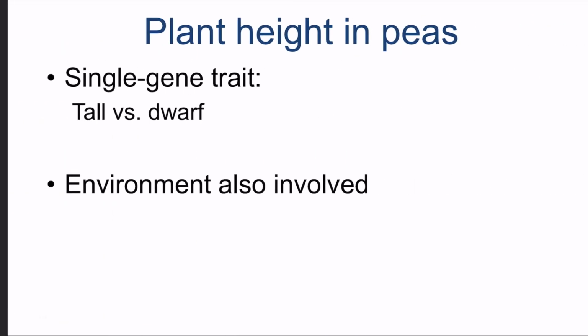So a good example to observe this is to look at plant height in peas. This is a single gene trait, so it's not multifactorial, but it does have environment involved here. And so it's a single gene trait, and we're just doing a single gene for sake of clarity here. It's just easier. These are going to be tall plants versus dwarf plants.